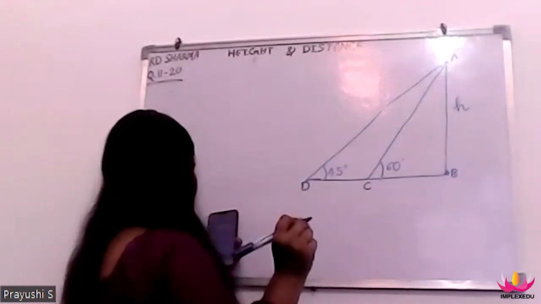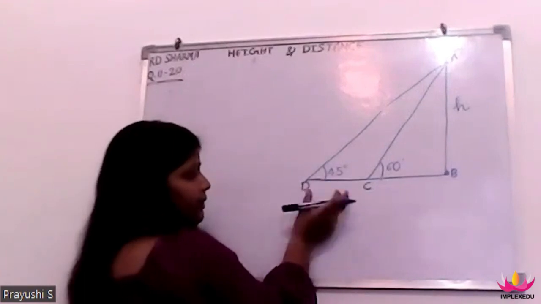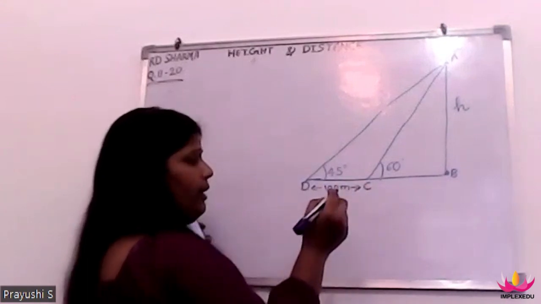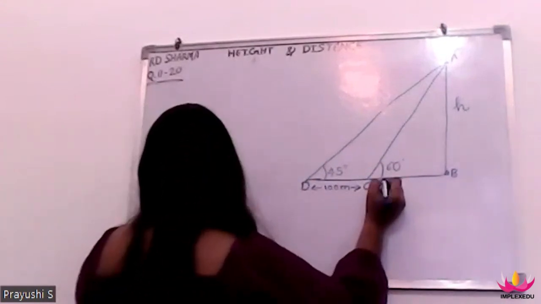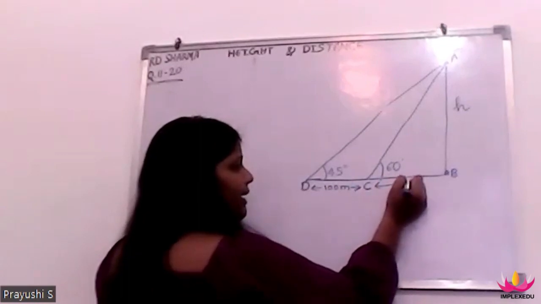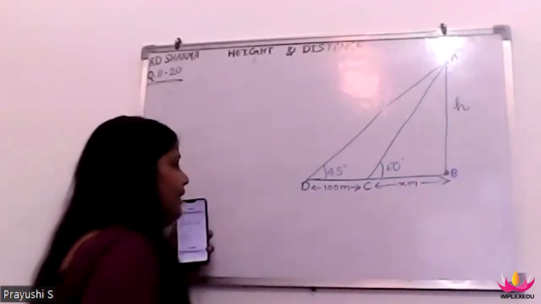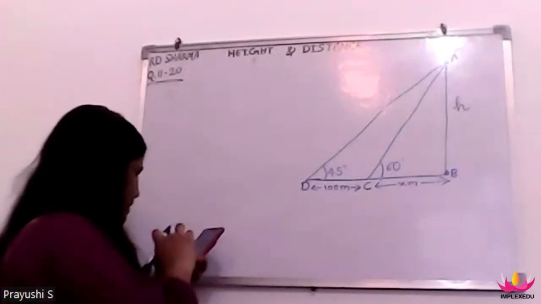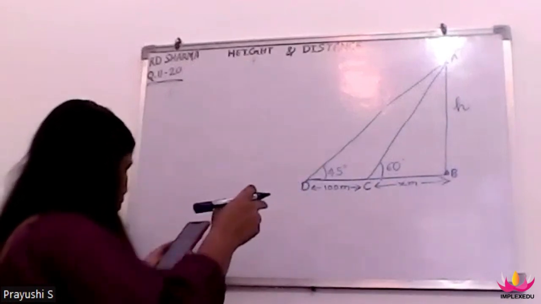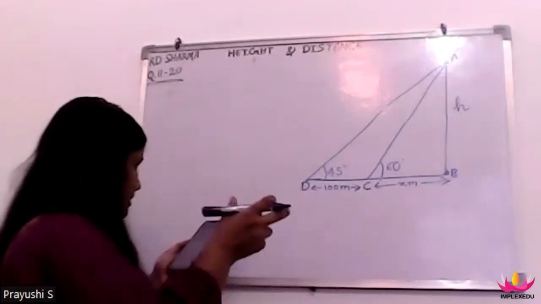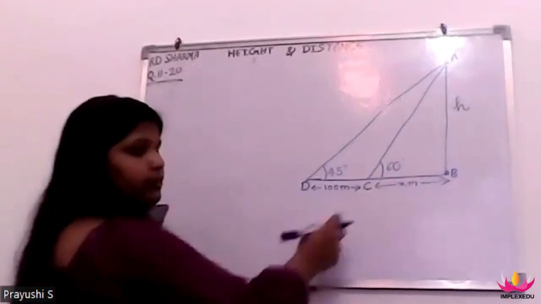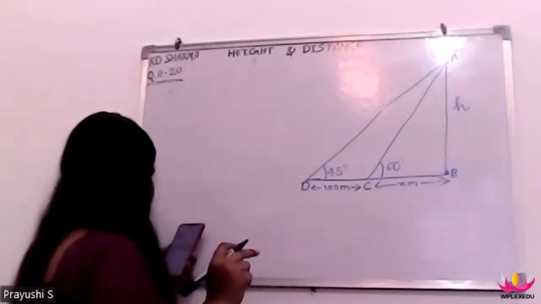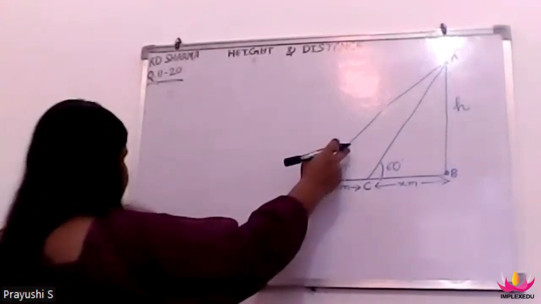Now we can say that the point at which 60 degree angle is making, that is C, and this point is B. Now it is mentioned that distance between B and C is 100 meter. Okay. Now we are assuming that BC is equal to x meter. Okay. Now we have to find out the value of the height of the parachute and the distance between them, means x, the correct observation point.